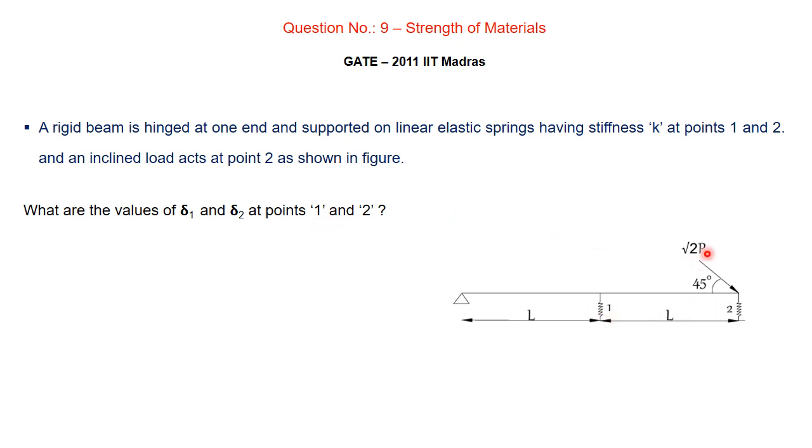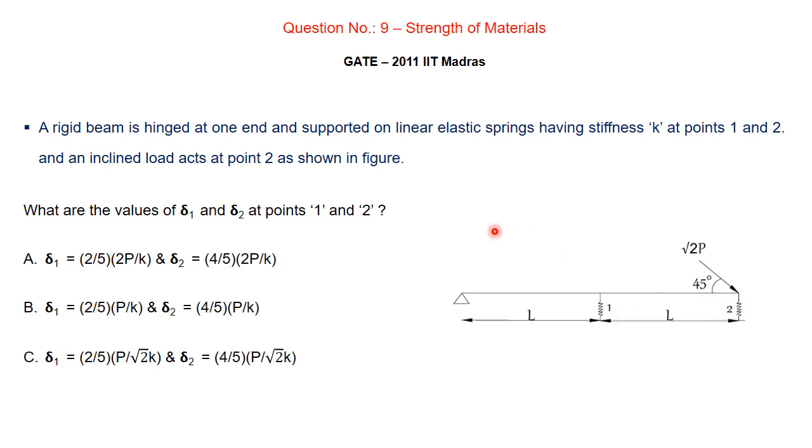So with application of this root 2P with an inclination of 45 degrees at point 2, this beam is going to deflect in a particular manner. Due to that deflection, what will be the deflection at point 1 and point 2? So here are the options. Please pause the video and try to solve this.